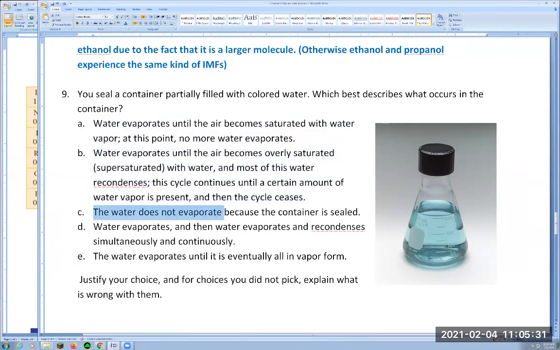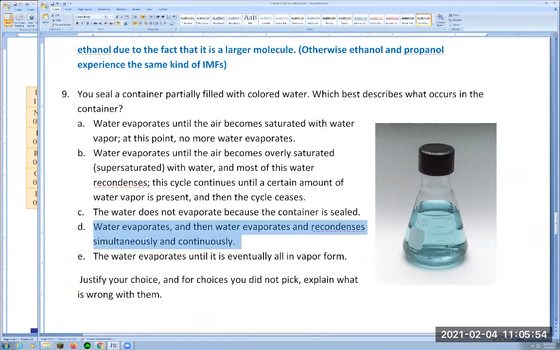C, the water does not evaporate because the container is sealed. D, water evaporates, and then water evaporates and recondenses simultaneously and continuously. And E, the water evaporates until it is eventually all in vapor form. So the correct answer is D.